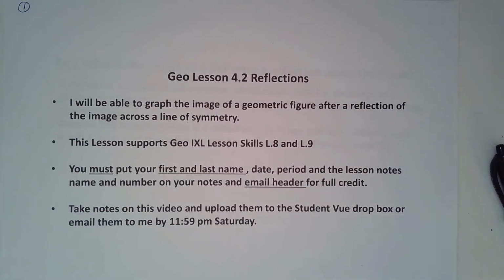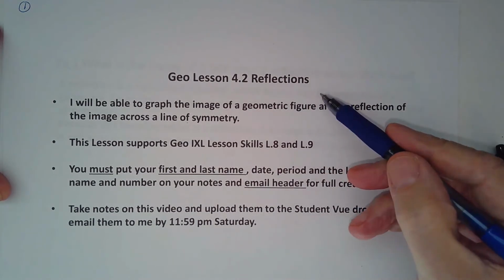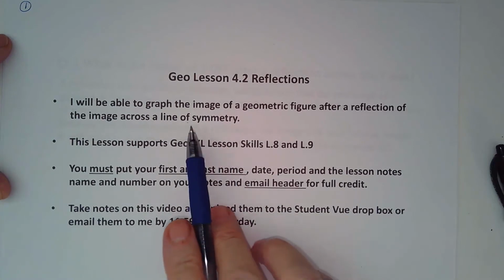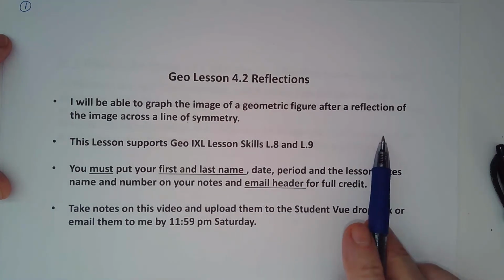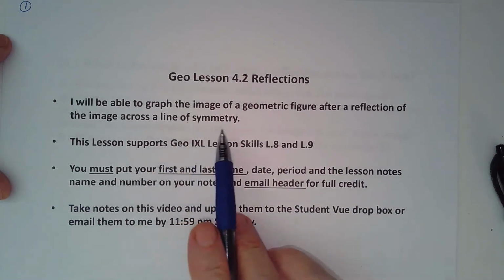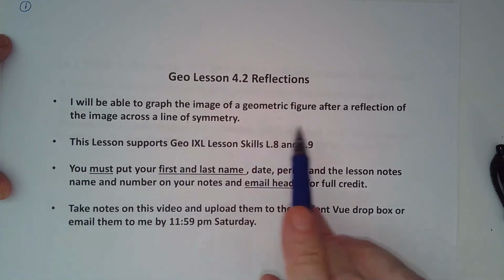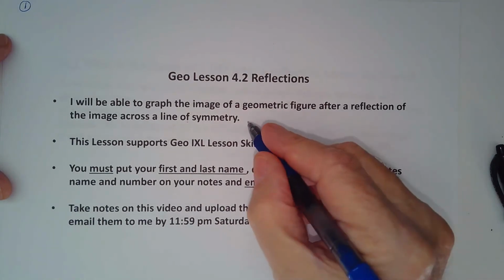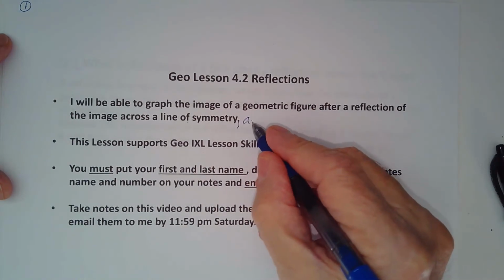Okay, again, good morning. This is Geometry Lesson 4.2 on reflections. And so what are you going to be able to do? You're going to be able to graph the image of a geometric figure after a reflection across a line, and the reflection of the image across a line of symmetry.